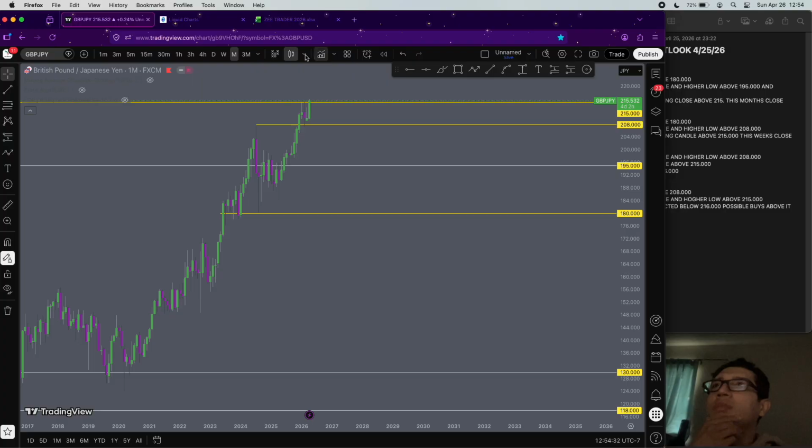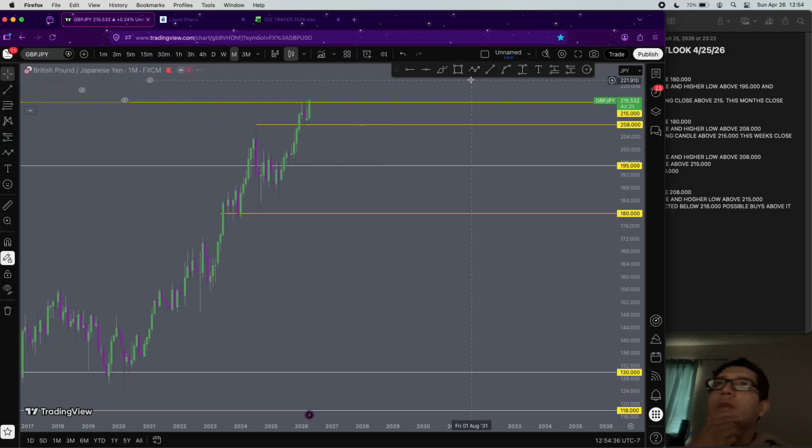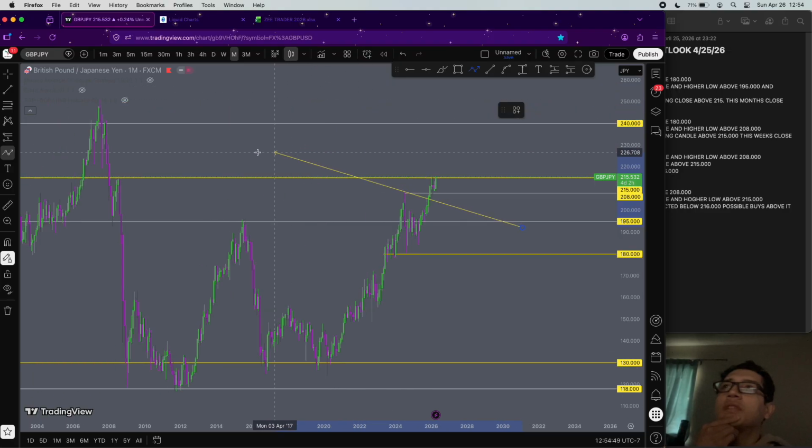So we're fully bullish on the monthly. On the weekly, wait, look at this. Previous area of strong supply, bullish engulfing candle above, and then we have a higher low above 208. So a previous area of strong supply turned into what? A strong area of demand, exactly.